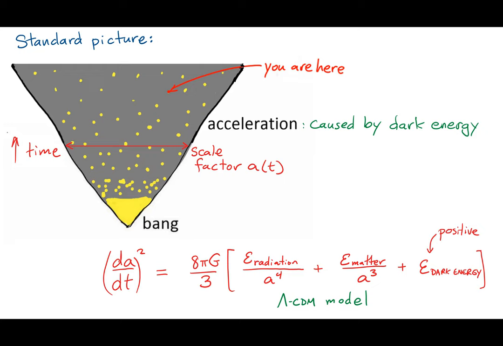So one possibility, if you do have this time-dependent dark energy, is that there's this extra field that I was talking about. And when you have an extra field, that means that there should be particles associated with that field as well.